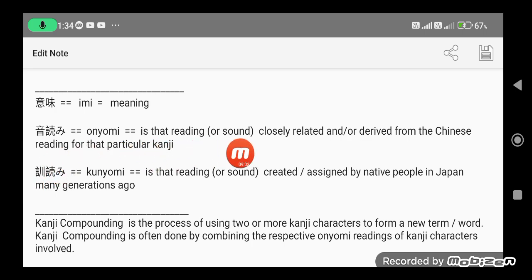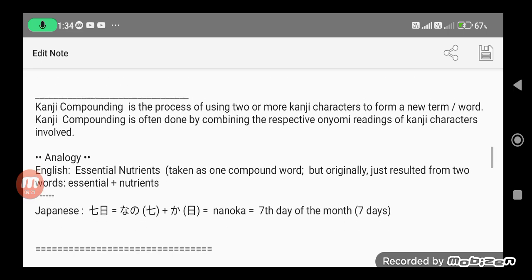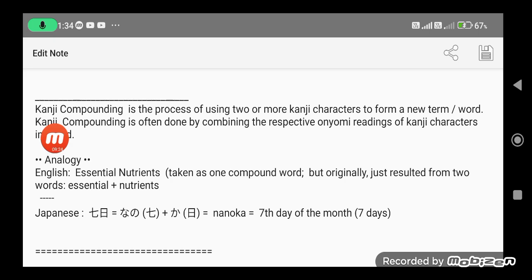So again, these are the basics. Onyomi is that reading or sound closely related to and derived from the Chinese reading for that particular kanji. Kunyomi is that reading or sound assigned by the native people in Japan many generations ago. The concept of this is essential for your vocabulary building. Kanji compounding is the process of using two or more kanji characters to form a new word or term. Kanji compounding is often done by combining the respective onyomi readings of the kanji characters involved. The concept is just like this. We have an analogy here.